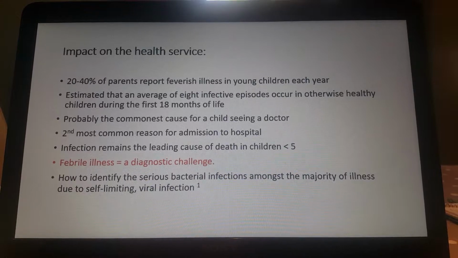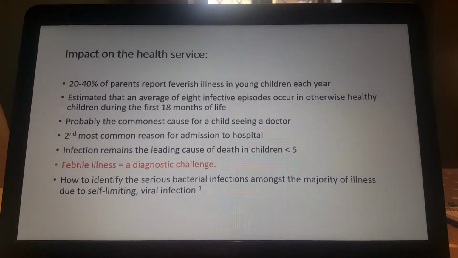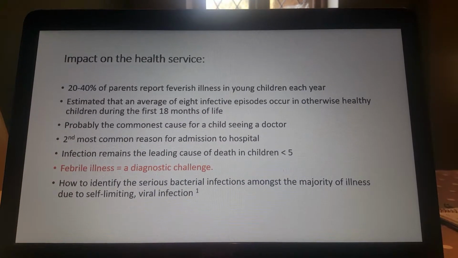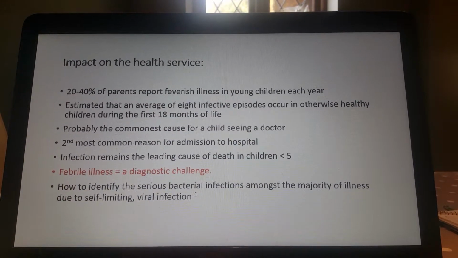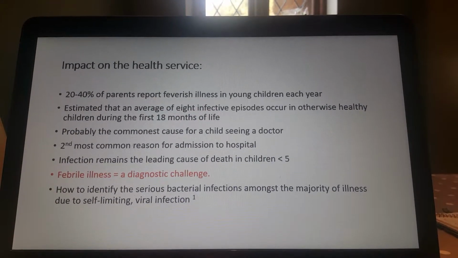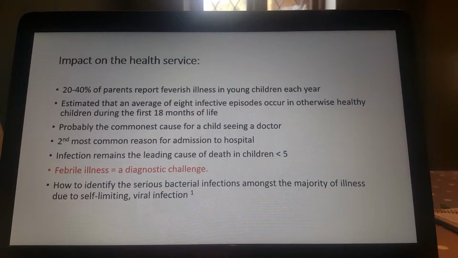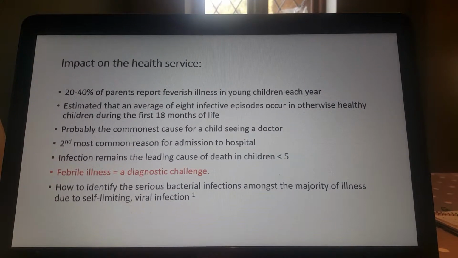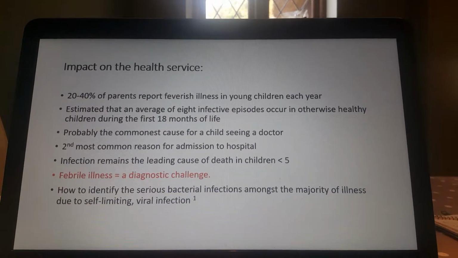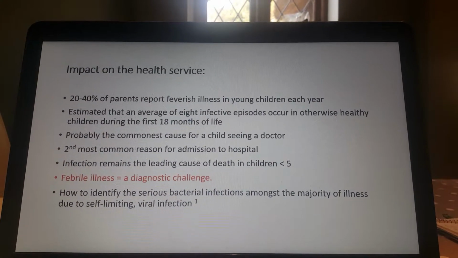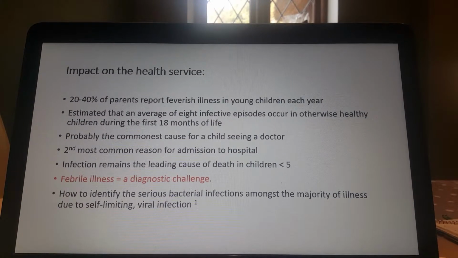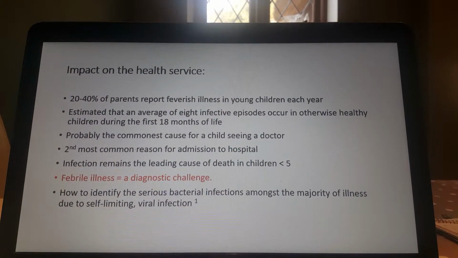Children with fever have a big burden on the health service, with about 20 to 40% of parents reporting a feverish illness in young children each year, according to NICE. We know that young children, especially those in the first 18 months of life, have a number of infective episodes per year. We know that it's probably the commonest cause for a child seeing a doctor, and it's the second commonest reason after breathing difficulty for admission to hospital. And unfortunately, it does still remain the leading cause of death in children less than 5.